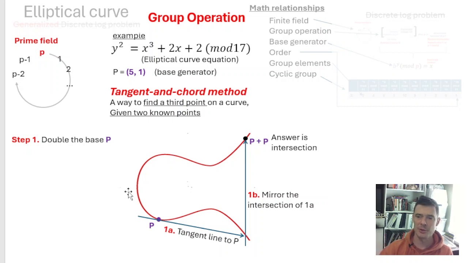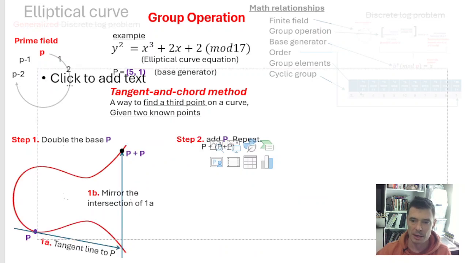So bear with me for a second. It's a two-step process here to do the tangent and chord. So step one, you take your base point P and you have to double it. Just go with this for a second. We're at point P. We're going to make a tangent line and extend that line until it intersects with the curve again. Once it intersects, we mirror the intersection, and that's our answer. That's the tangent and chord method and what's going on.